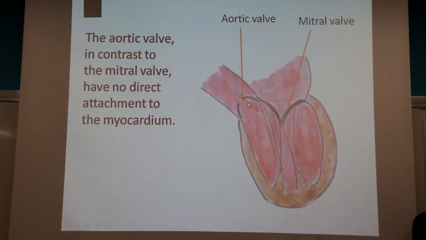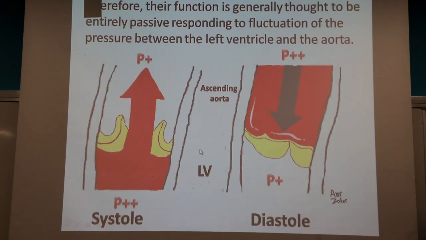The aortic valve is here in contact with the mitral valve. As we can see, the aortic valve has no direct attachment to myocardium, while the mitral has direct attachment by papillary muscle and chordae tendineae. Therefore, their function is generally thought to be passive, responding to fluctuation of pressure between left ventricle and aorta. When the pressure in the left ventricle is greater than the aorta, the valve will open. When the left ventricle becomes empty, the blood will go back from the aorta, but never reach the ventricle because the valve will close. It's going to fill the cusp and close the valve.